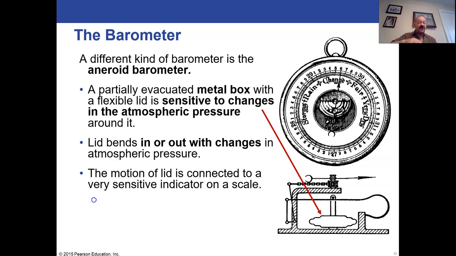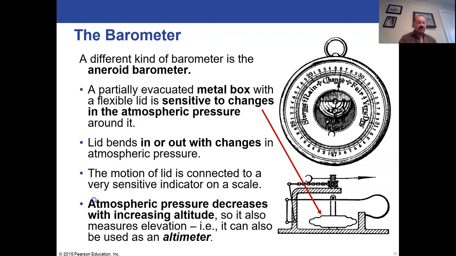And the motion of the lid is connected to the indicator arrow. What you'll see is that on low pressure days, the arrow will go to the left, and on high pressure days, it'll go to the right. You'll notice the numbers on this range from 27, 28, 29, 30, 31, all the way up to 32, which is not written on this, but it's in a circle here.